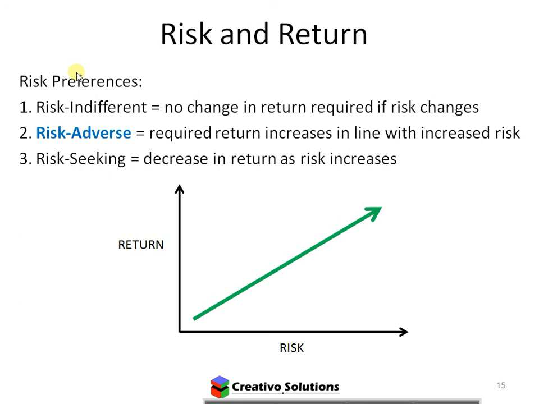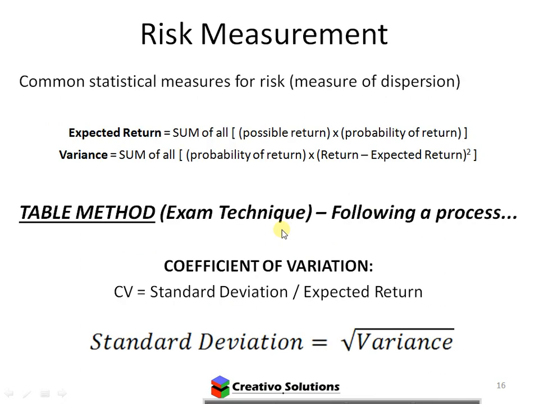So we need to look at trying to maximize return as much as possible, but not risking too much in the process. Risk indifferent means no change in required return if risk changes, and risk seeking means diminishing returns if I actively look at more risk. So risk averse is the best way of managing a business or managing finance, because if you're going to be taking on more risk, you want a bigger return in line with the risk. And that's CAPM.